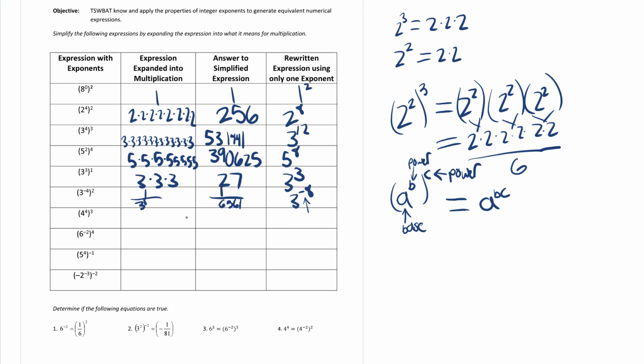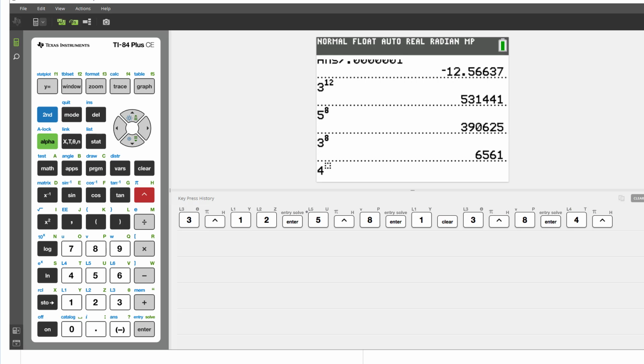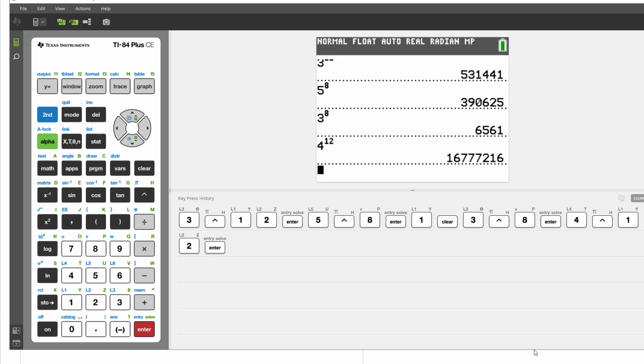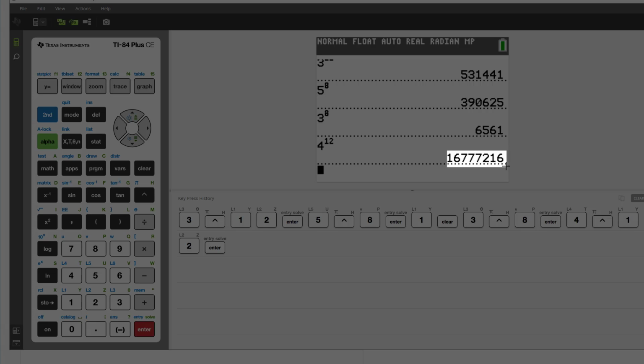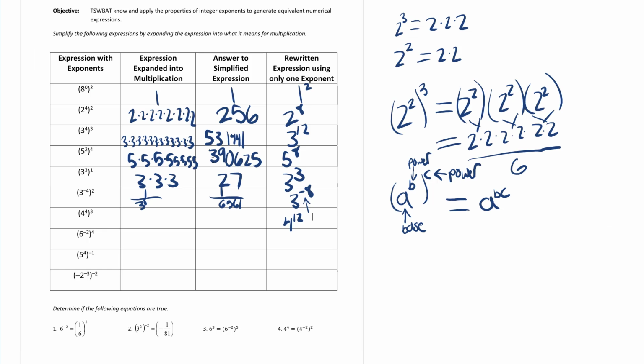Okay, this is 4 to the 12th, which is that ginormous thing. Let's cheat. So for the sake of expediency for this lesson, look at that. That's pretty cool. Huh. That's strange. It's going to go right there. Cool. And then we have 6 to the negative 2 to the 4th. And so 6 to the negative 2 to the 4th is going to be 6 to the negative 8.